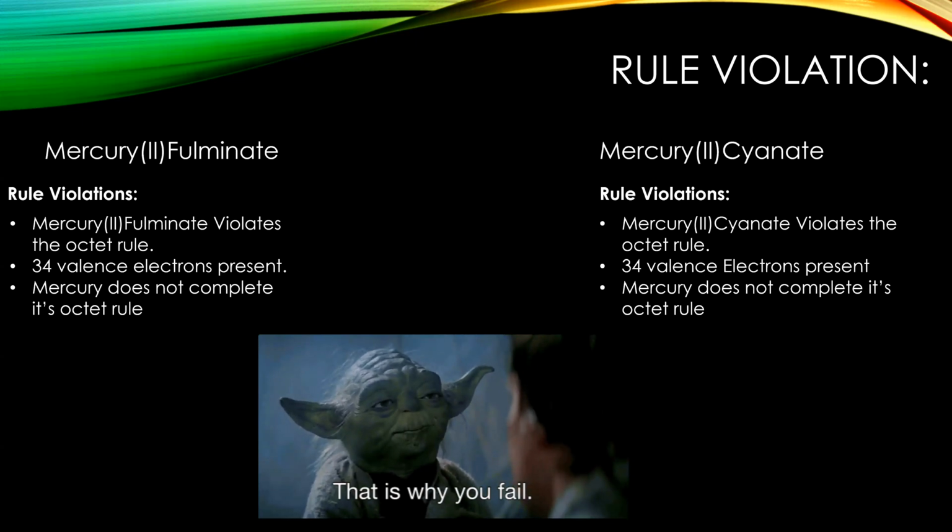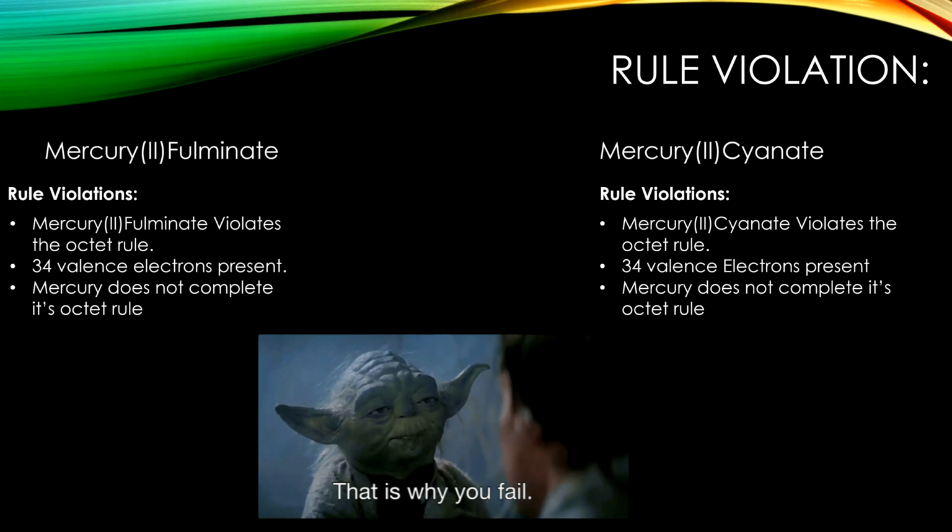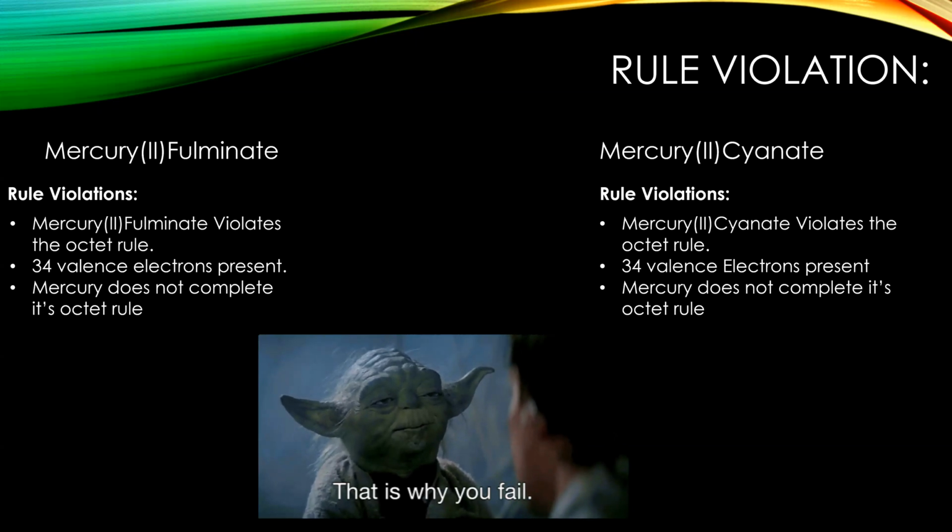And to cross off for both, they both have a total of 34 valence electrons, which is not odd. But when putting them together, both fulminate and cyanate will have a total of 16 in each. So times 2, because there are two fulminate molecules and two cyanate molecules, it'll be 32. So 32 subtracted from 34 will be... I mean, the mercury only has 2 valence electrons.